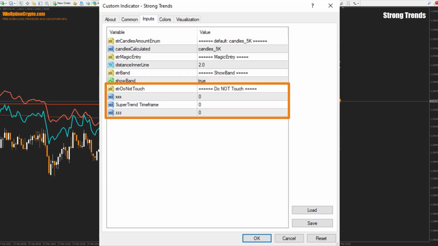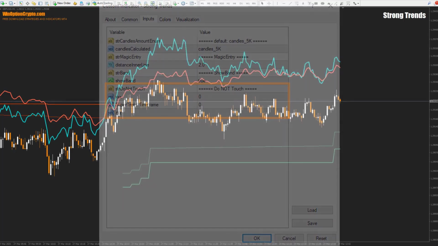And the last block of settings is the most incomprehensible. "Do not touch" literally means do not touch. By default, all its variables are set to 0. The author asks not to change these parameters. Why they needed to be moved to external variables is unclear.